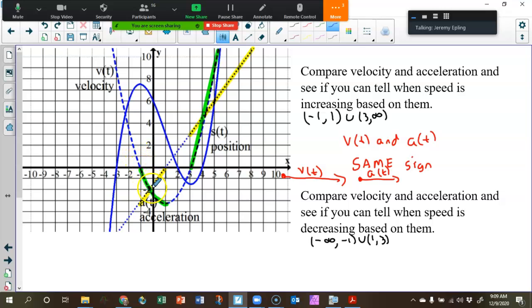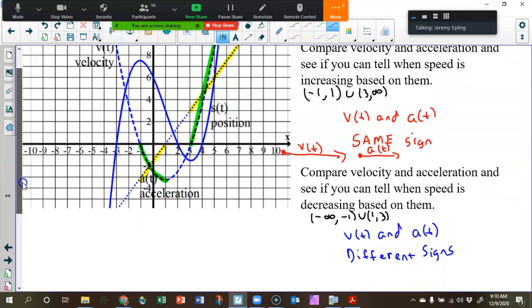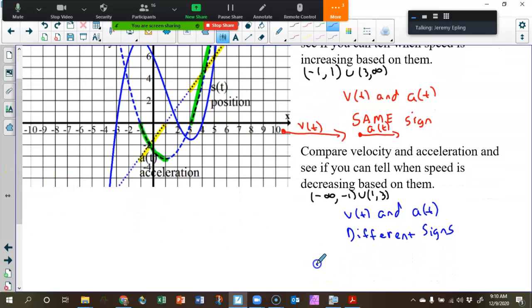But then we look at velocity from -infinity to -1, and we see velocity is positive, but acceleration down here is negative. Oh, velocity and acceleration have different signs. I've got those vectors working against each other. And speed is decreasing. I'm slowing down.